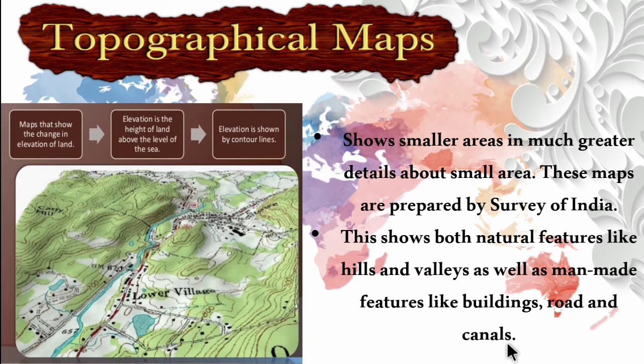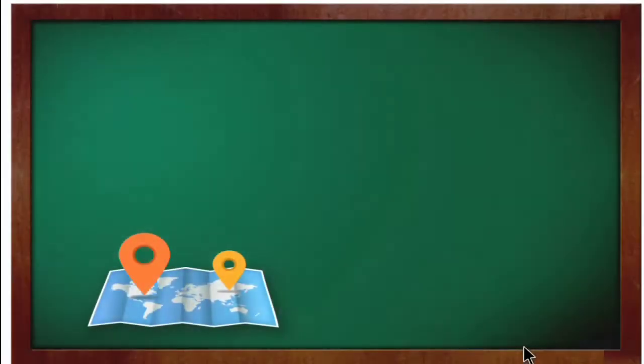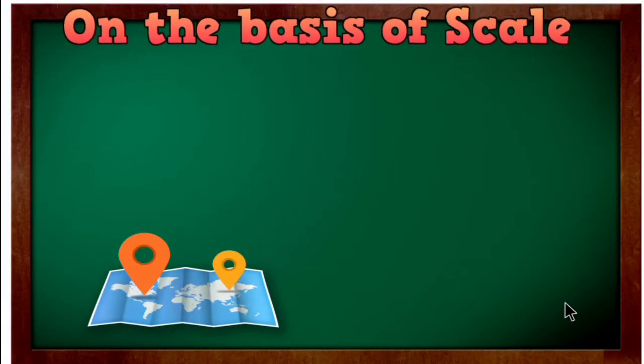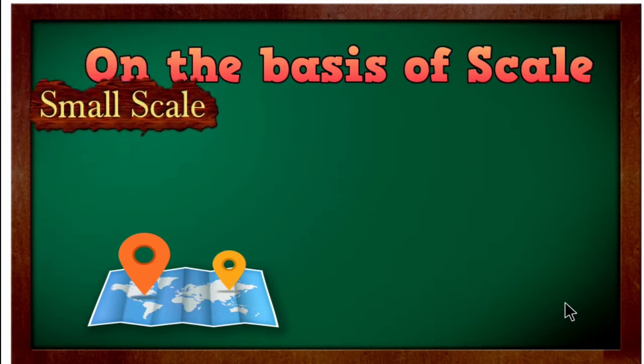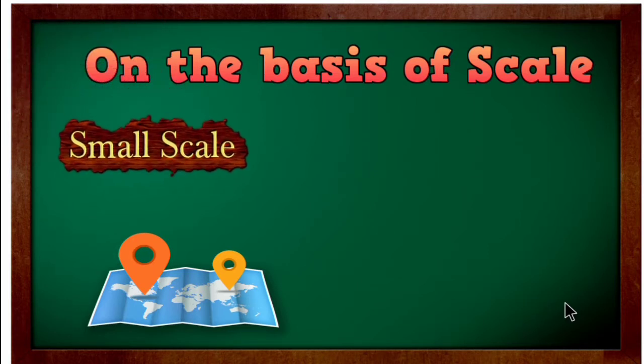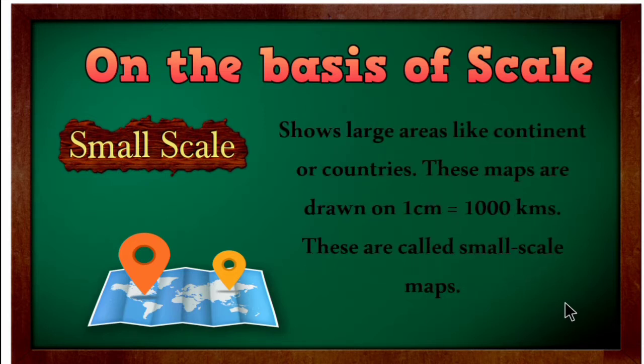Why? Because it shows details about small areas, even the man-made features like buildings, roads, canals and the natural features like hills and valleys. That's why the topographical map is an example of a large scale map. Now let's see the second type of map based on scale, that is the small scale map. A large scale map provides details about small areas, whereas a small scale map provides details about large areas.